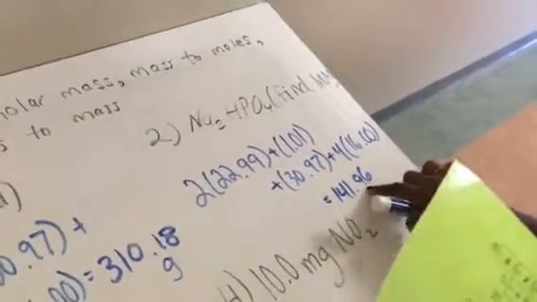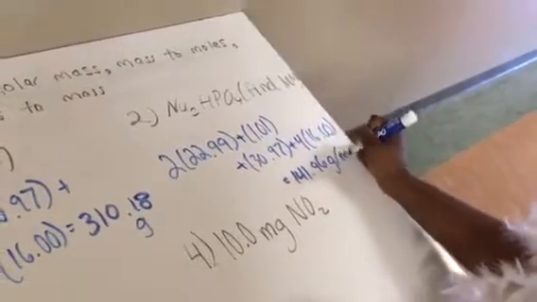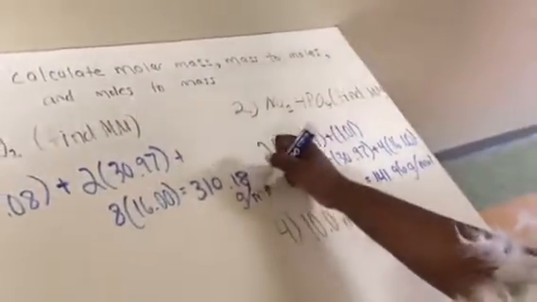Again, we're focusing on the amount of numbers after the decimal point, so this is the amount of sig figs we'll have. Okay? And the unit on that is grams per mole. Yes, grams per mole for both of them.